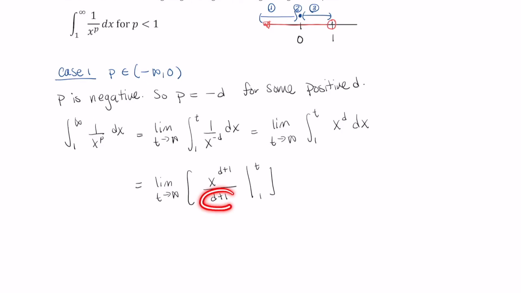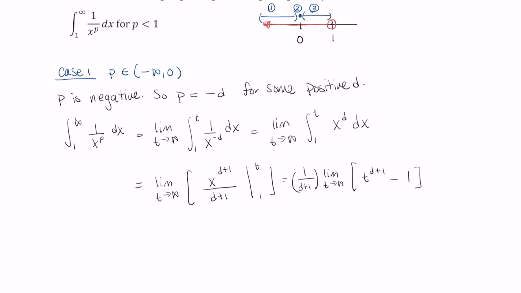Now this d plus 1 in the denominator, that's just a constant. So if d was 3, then that would be a 4. So I'm just going to go ahead and factor that out to the front. So I have 1 over d plus 1, times the limit as t approaches infinity of t to the d plus 1 minus, and now I could put 1 to the d plus 1 power, but 1 to any power is just going to be 1. So I'll just say minus 1.